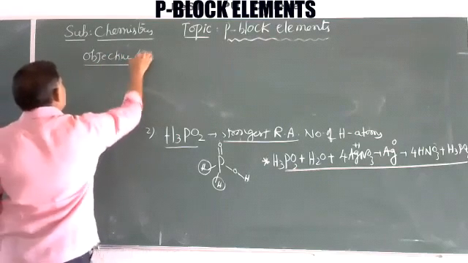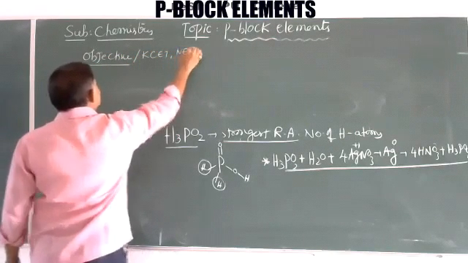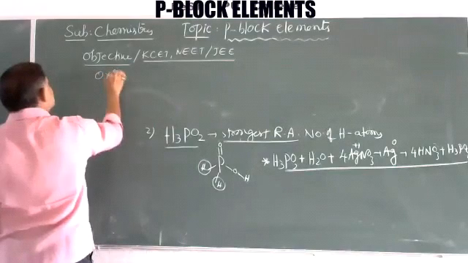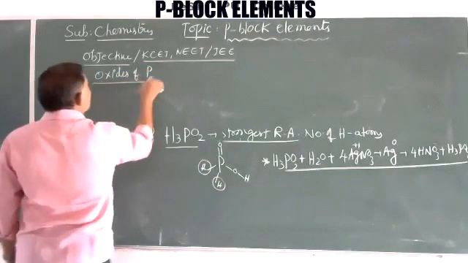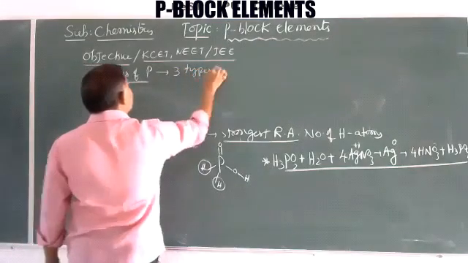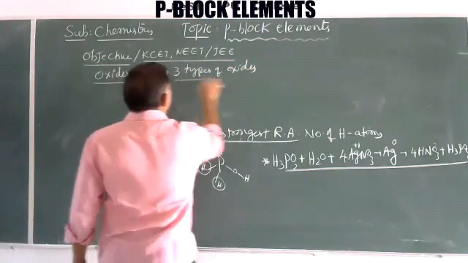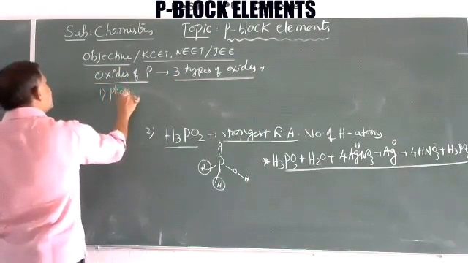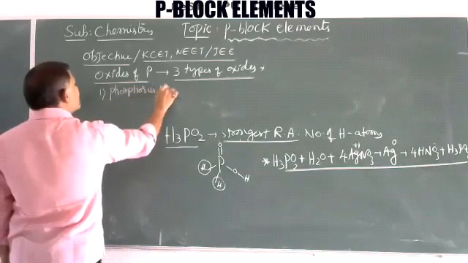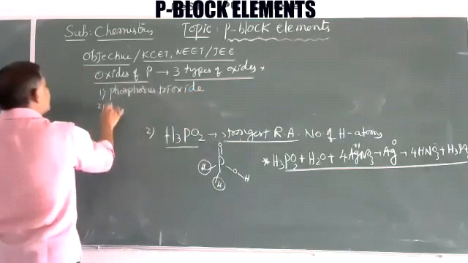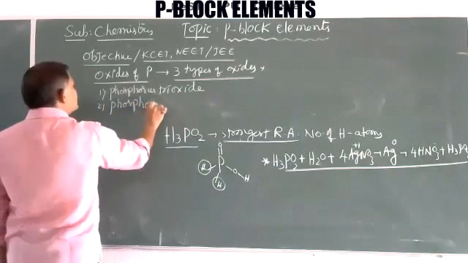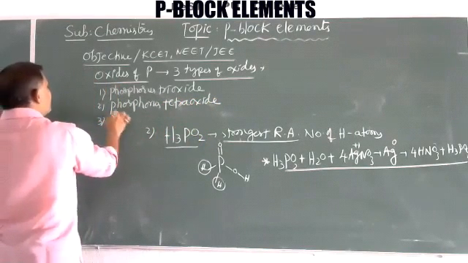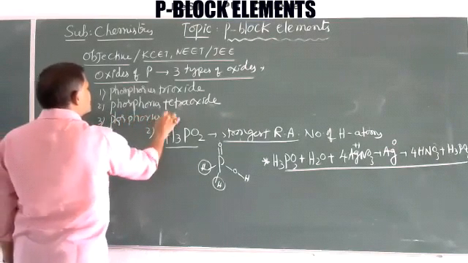For objective purposes, like CET, NEET or JEE, the oxides of phosphorus are important. Phosphorus forms 3 types of oxides: phosphorus trioxide, phosphorus tetroxide, and phosphorus pentoxide.